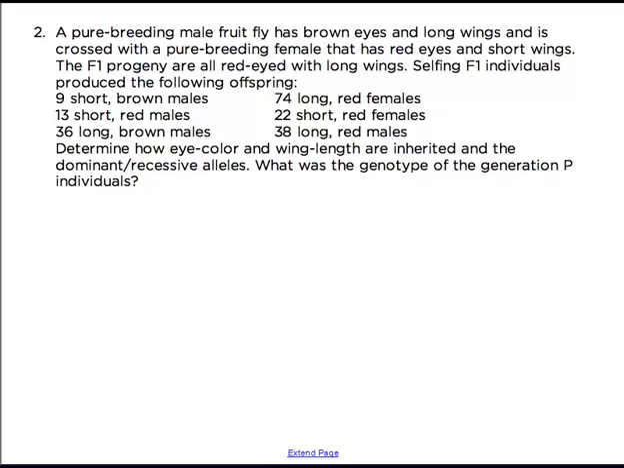So we've got 9 short brown males, 13 short red males, 36 long brown males, 74 long red females, 22 short red females, and 38 long red females. So that's a lot of flies there. Determine how eye color and wing length are inherited and the dominant/recessive alleles. And what was the genotype of the Generation P individuals?